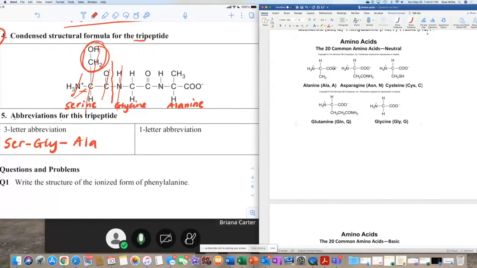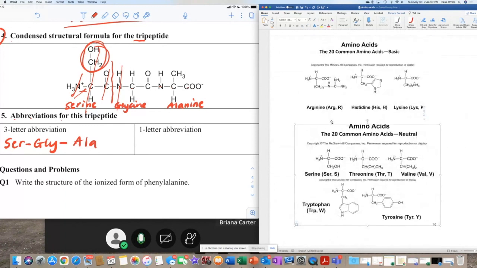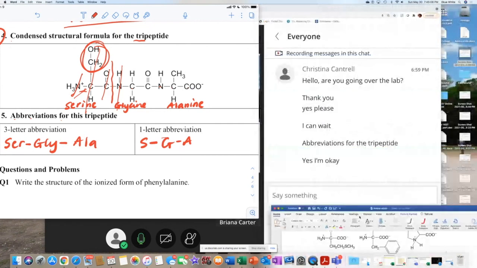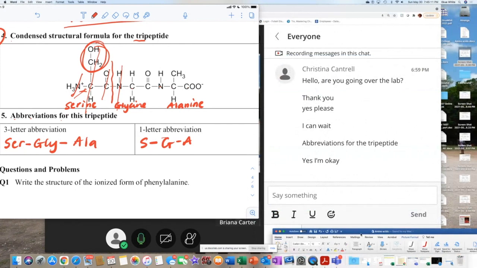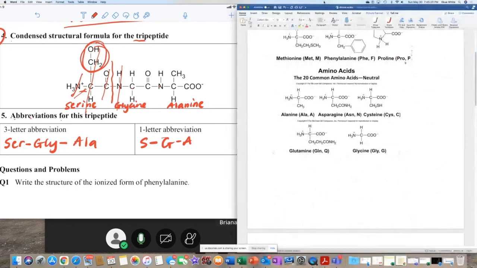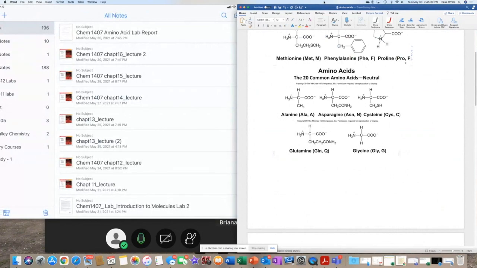SER-GLY-ALA. Then the one letter, I haven't done that part, so SER, serine, will that be S? Yeah, S. And then glycine should be G, and then alanine should be A. But let me confirm. Glycine is G, alanine is A. Yeah. Does that answer your question, Christina? I want to make sure I've covered all the questions that you have. Hopefully. Okay, great. So, yeah. I think as we go through the rest of the chapter, it will answer some of these questions that we're looking at right now.